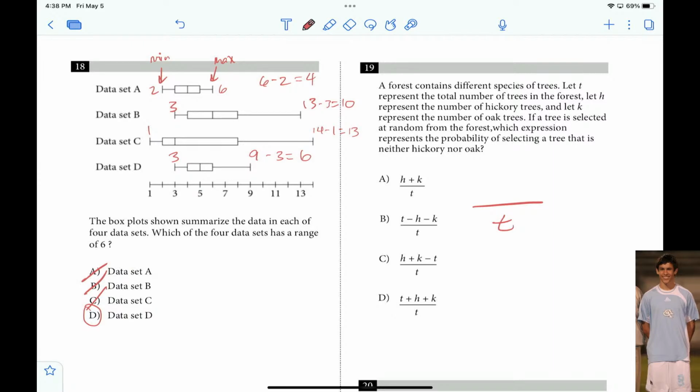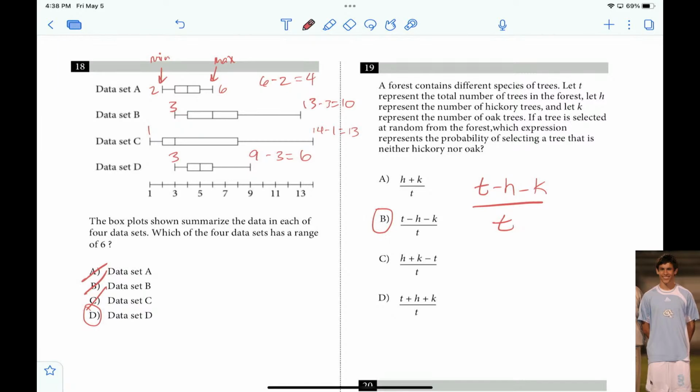So we're just going to be able to say, all right, well, we'd be happy picking any total tree except for hickory. So that means we're going to take away the hickory tree. So I'm going to take away H, so subtract. But I also don't care about oak, so I'm going to take away oak. And again, in math, how do we take things away? We subtract. So the probability of picking a tree that isn't hickory or oak is T minus H minus K all over T. So the answer is B.